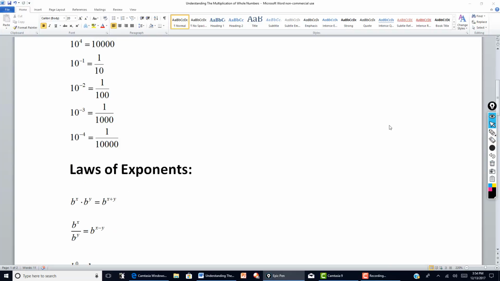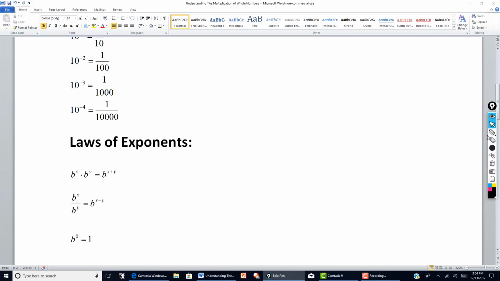Well, before I get into that, let me go ahead and also give you a few basic laws of exponents. When you're multiplying powers of the same base, in this case base 10, we add the exponents. So if I have, say, 10 to the second times 10 to the third, I bring down the base and add the exponents. So that'll be 2 and 3 is 5.